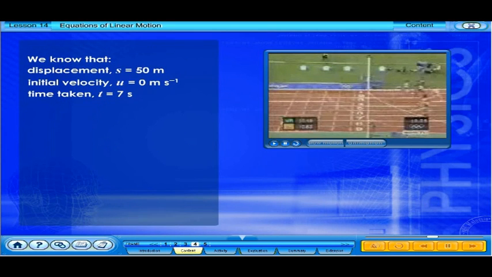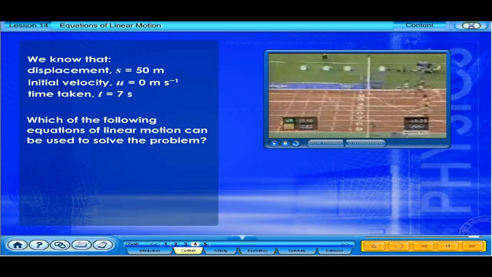We know that displacement s equals 50 meters. He starts from rest. Therefore, initial velocity u equals 0 meter per second, time taken t equals 7 seconds. Which of the following equations of linear motion can be used to solve the problem?